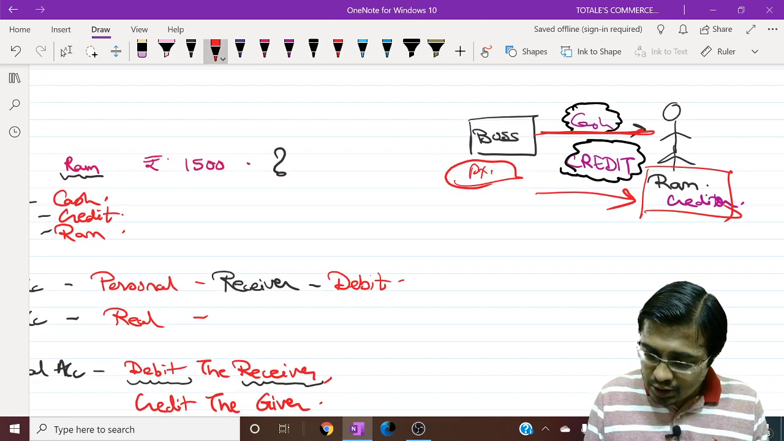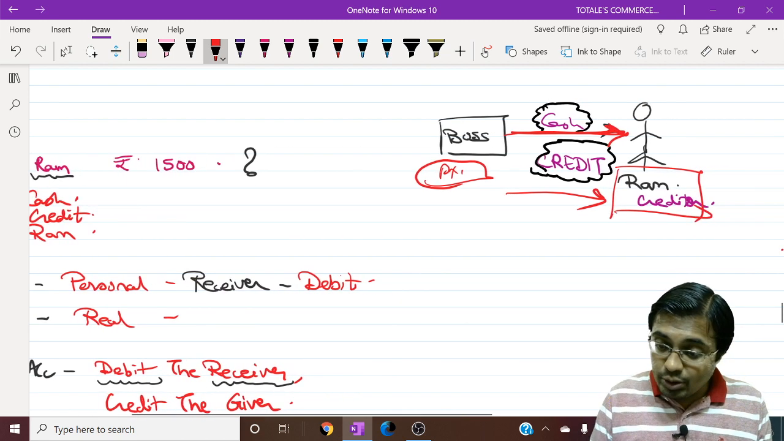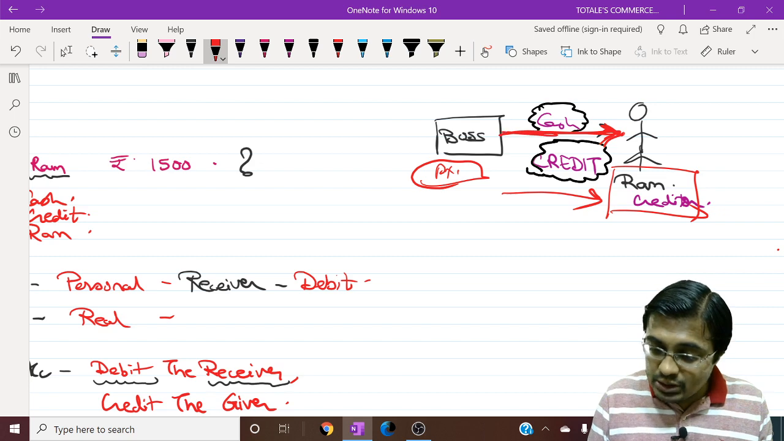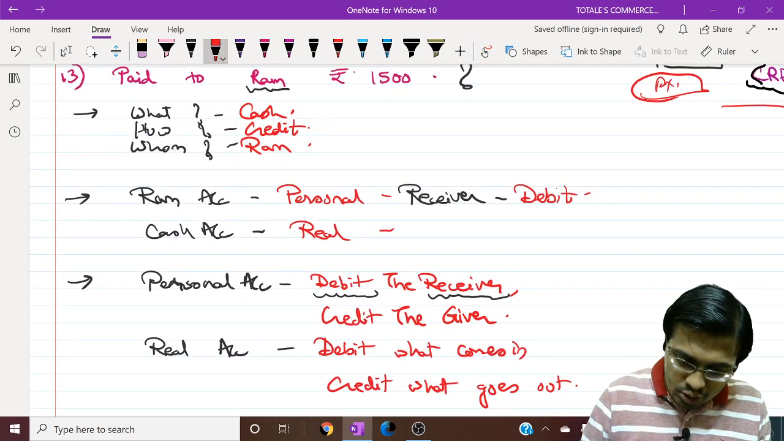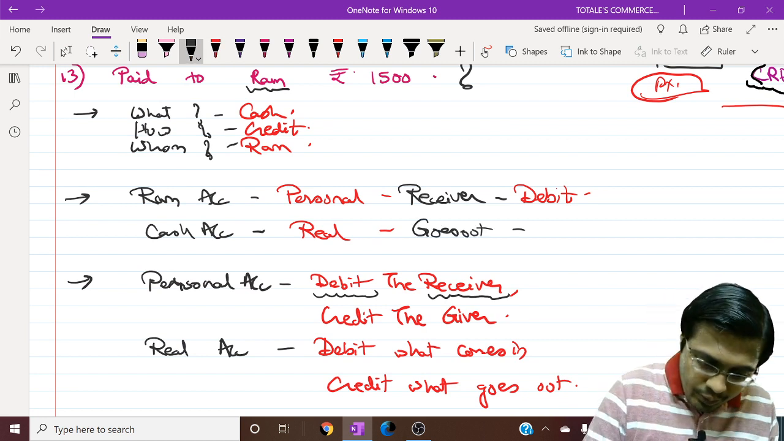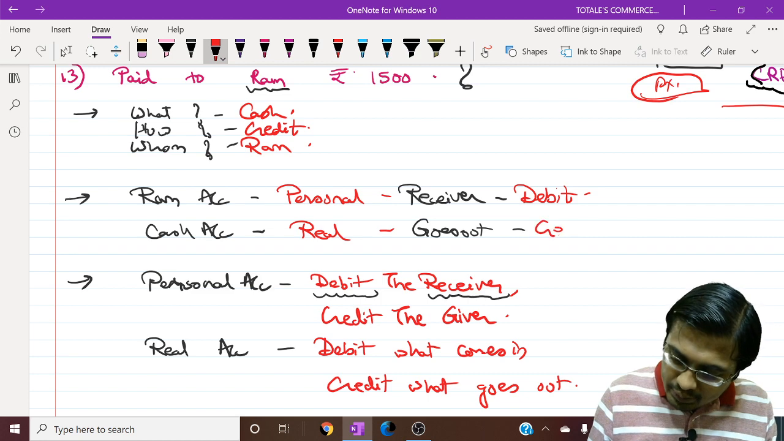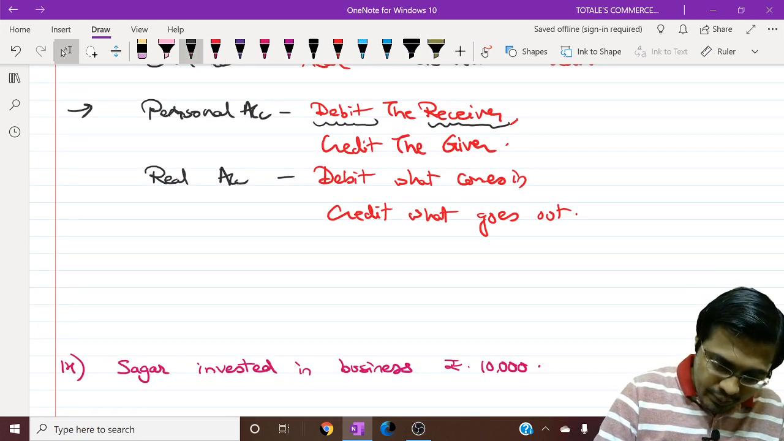Now what is happening to cash? Cash is going out. Have a look at the arrowhead. From the business, cash is going out. So as per the rules, credit what goes out. So here we get our answer, my friends. Ram account debited and cash account credited.